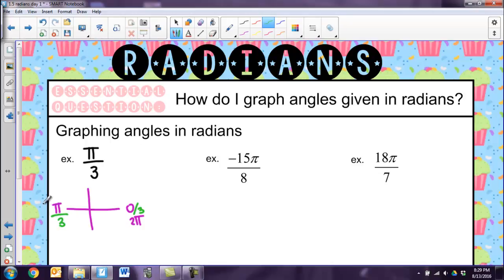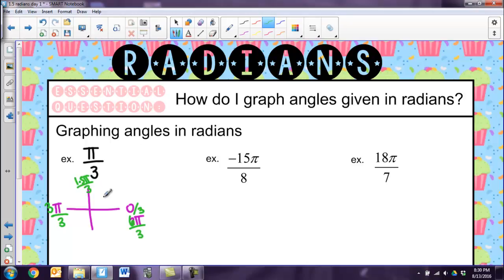Remember, I have to multiply the numerator and the denominator, so this would be 3 pi over 3, and this guy would be 6 pi over 3. Okay, and I could go in here and think, because I look and I see in between 3 and 0 would be 1.5, exactly in between. So 1.5 pi over 3.